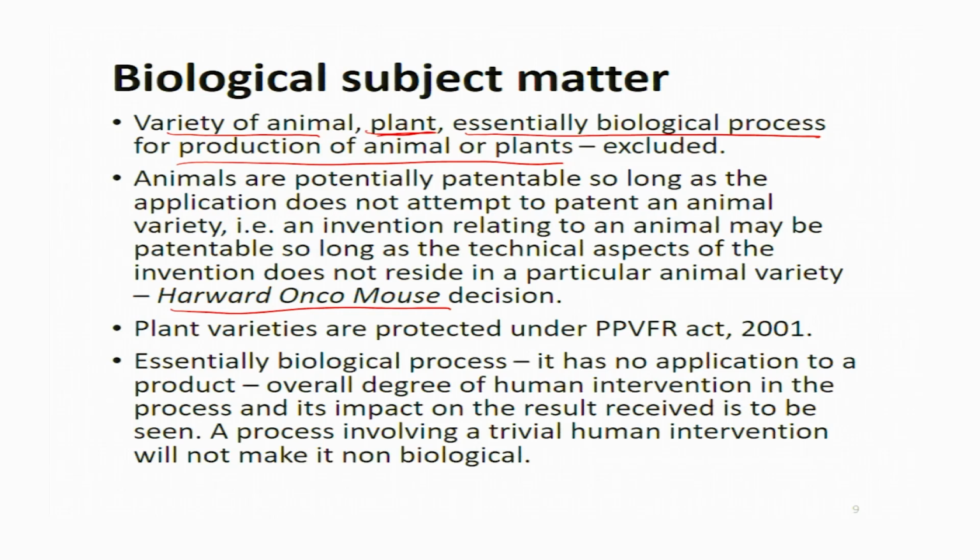So there are two points which I mentioned. One, an animal is potentially patentable so long as the application does not attempt to patent an animal variety. And second, an invention relating to an animal may be patentable so long as the technical aspects of the invention do not reside in a particular animal variety. So that clarifies the position. As long as you are not claiming protection on a variety of animal, an invention involving animal is very much patentable.